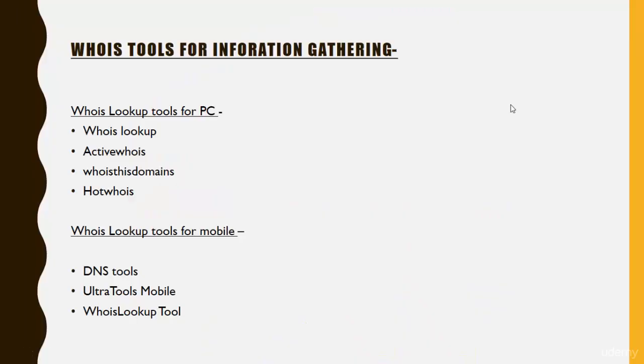So first are WHOIS tools for information gathering, like WHOIS lookup tools for PC. These are some tools which you can use to gather information about the target, like a website. WHOIS lookup, Active WHOIS, and HotWhois are the tools for PC. You can install these tools on your PC and download them from the internet. From mobile you can download DNS Tools, Ultra Tools Mobile, and WHOIS lookup tool. These are the tools for WHOIS.